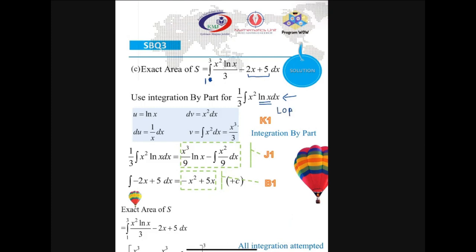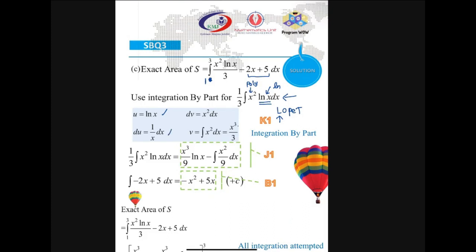Remember the arrangement of LIATE. x squared is a polynomial function, and then ln x is a ln function. Based on the arrangement of LIATE, ln comes first, so ln x will be our u. Okay, and then differentiate this up. That's how we get du is 1 over x dx.